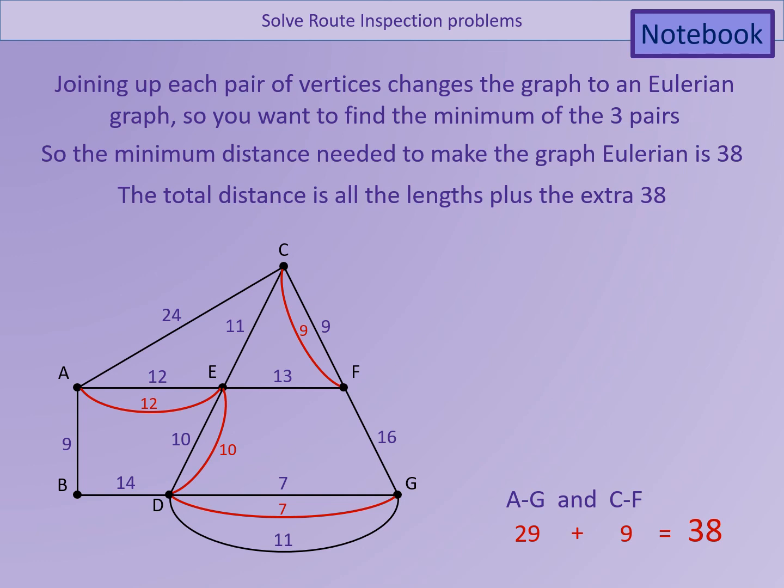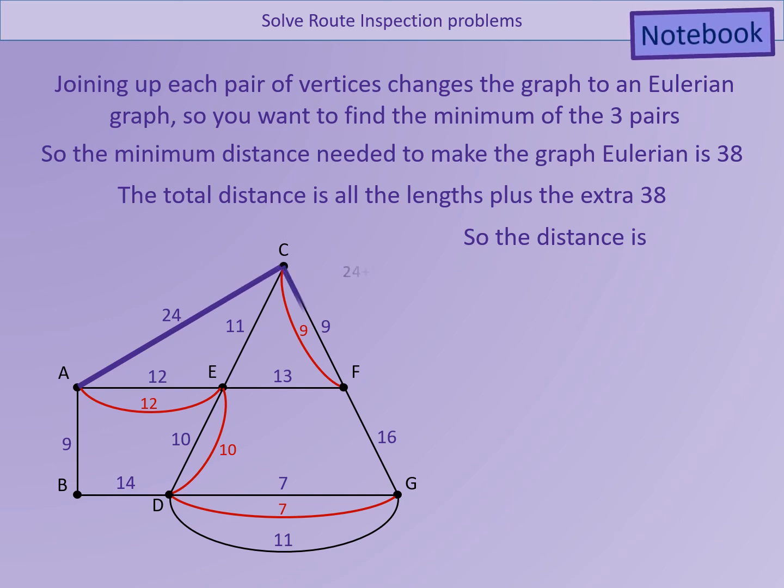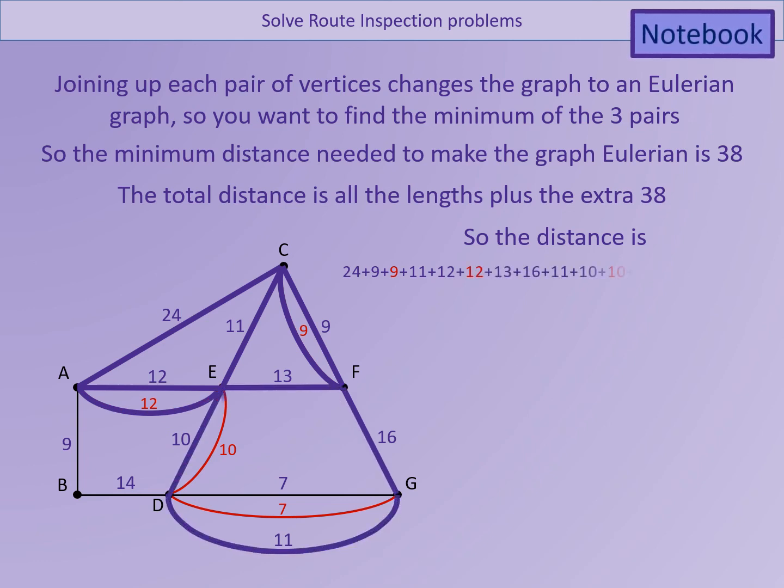So the total answer is going to be the weight of all of the edges add the additional 38 from the multiple edges. A route can be found now by starting at A, traversing each edge including the multiple edges, and then returning to the start, giving us a total distance of 174.